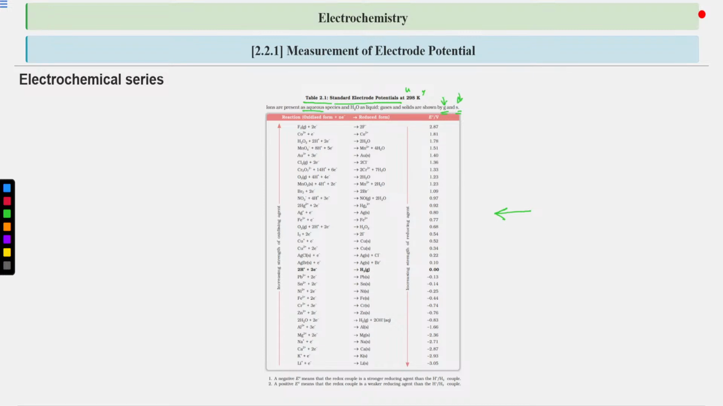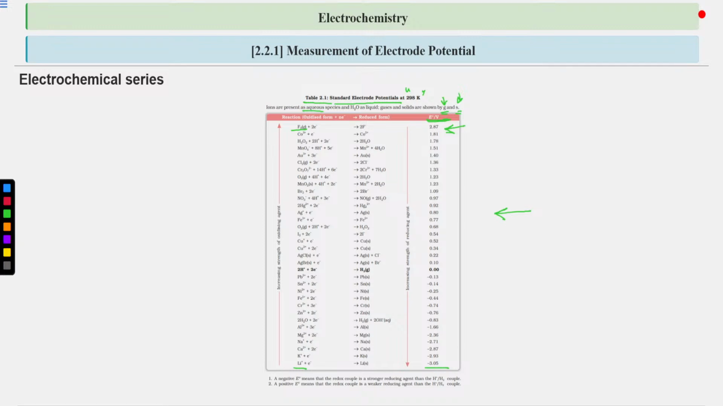So this is a whole series in which we arrange different ions or the molecule or the elements in the ionic form according to their E naught value in the volt. Okay, so this is the whole, you can see this is the decreasing order for the E naught value. 2.87 is the highest for fluorine and minus 3.05 is the lowest for the lithium positive ion. Okay, so this is a whole series given and arranged by the decreasing order of the E naught value for different ions or the molecules.